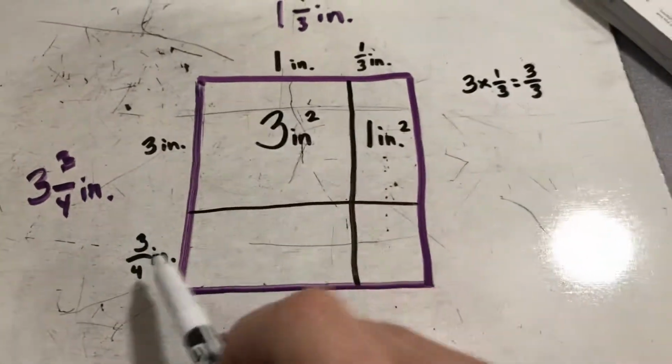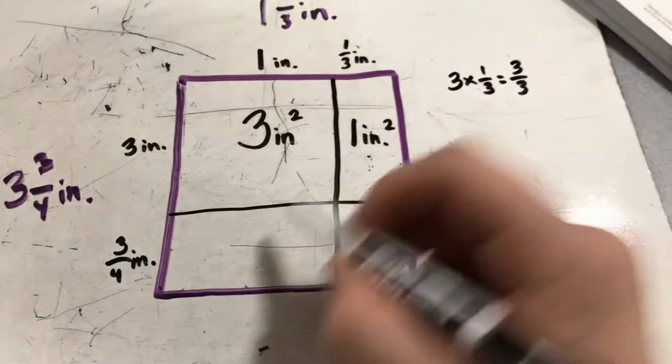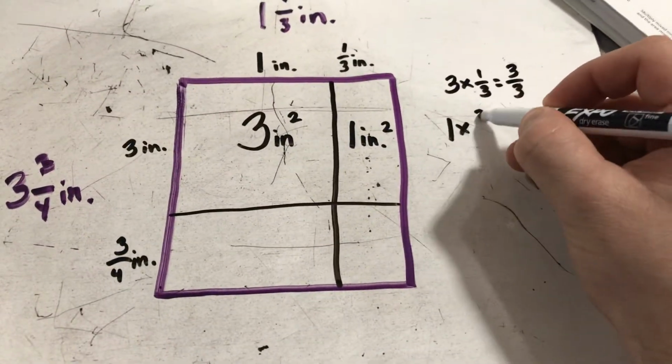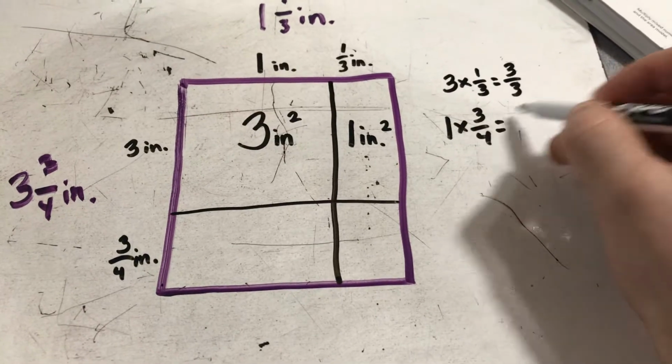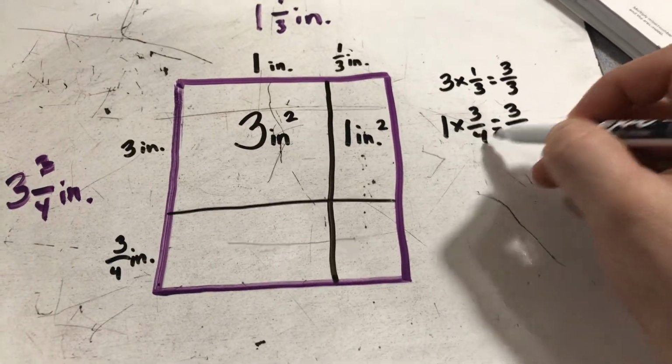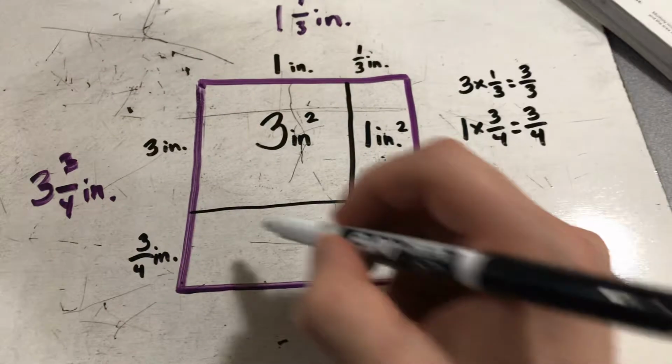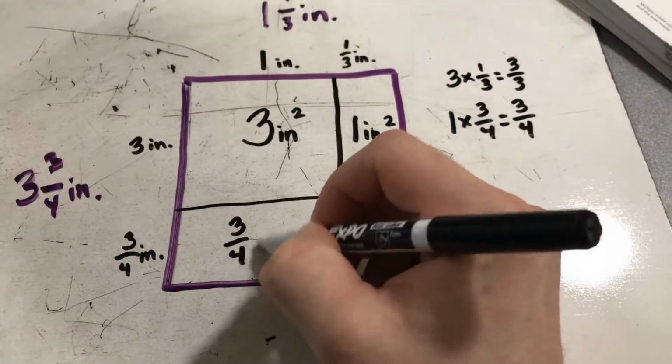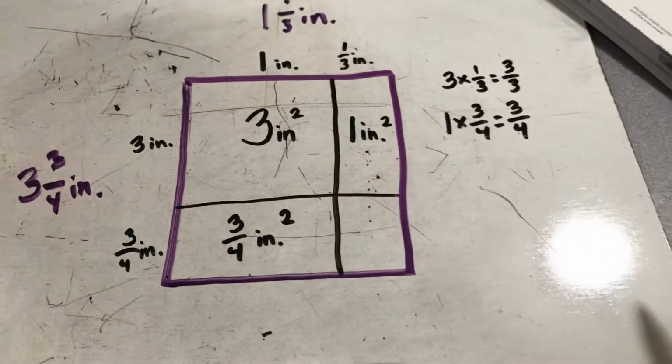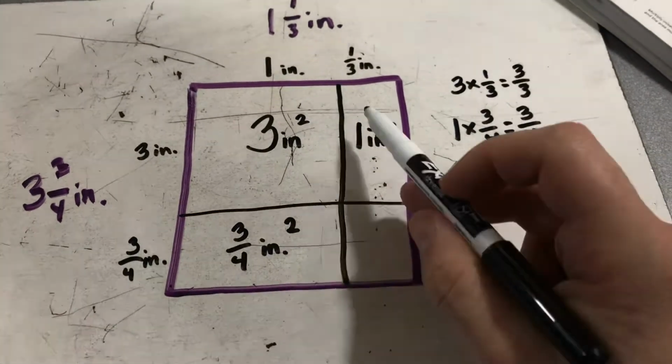And then we're going to move down here. 1 times 3/4 for this rectangle. 1 times 3/4 is simply 1 times 3. Denominator stays the same. That'll be 3/4 inches squared. And then finally, we're going to have to multiply two fractions.